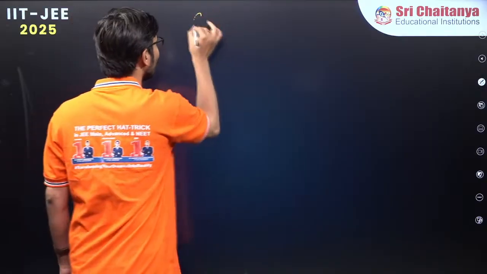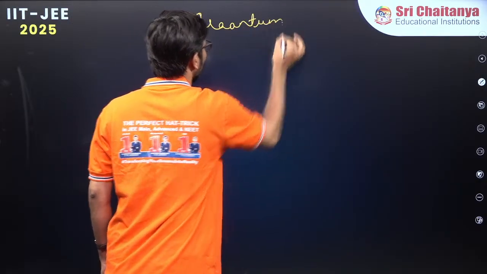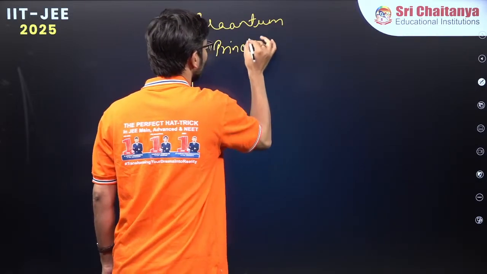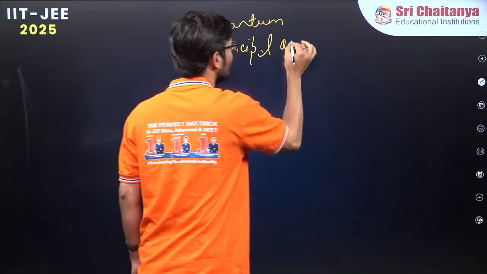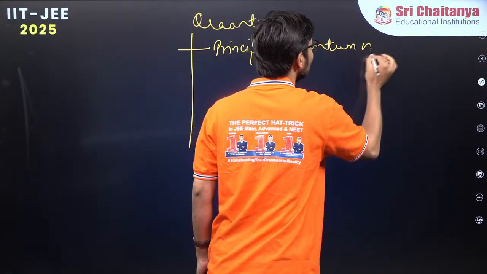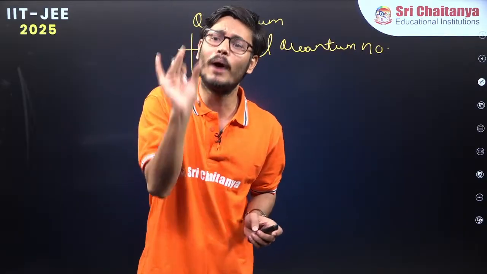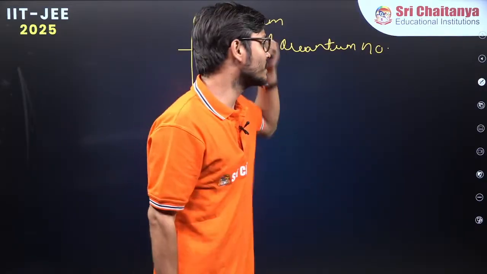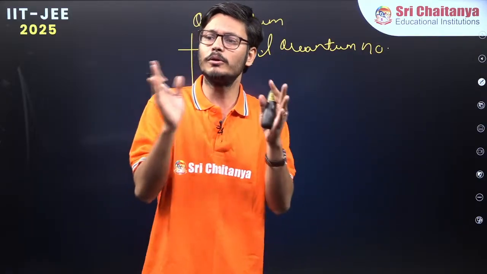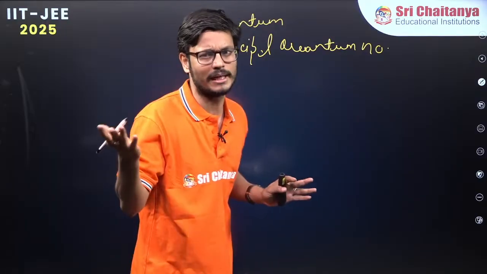So there are 4 kinds of quantum numbers. The first one is called the principal quantum number. You'll study these numbers in more detail later. For now, I'll go only up to the point which gives us the idea about electronic configuration. So we'll try to keep the points concise. I'm not going into detail of all these things.